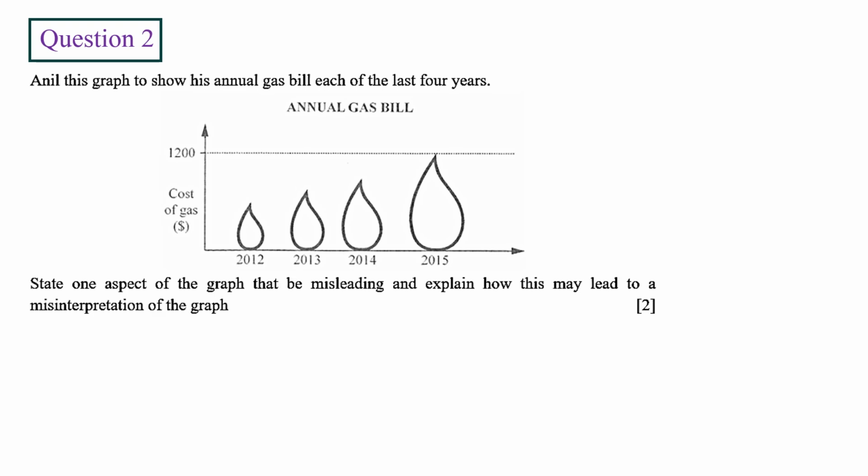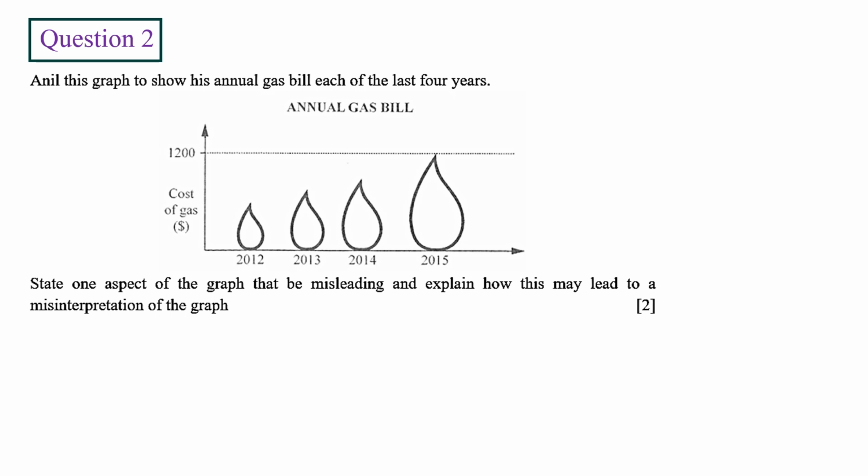In question 2, we are shown the annual gas bill for the last 4 years from 2012 to 2015 on the horizontal axis. And on the vertical axis, we are shown the cost of the gas, and there's only one value there, that's 1,200. We are asked to state one aspect of the graph that's misleading and explain how this may lead to a misinterpretation of the graph. Alright, if you examine the vertical axis, there's only one value given, 1,200. Therefore, the vertical axis is not well defined.